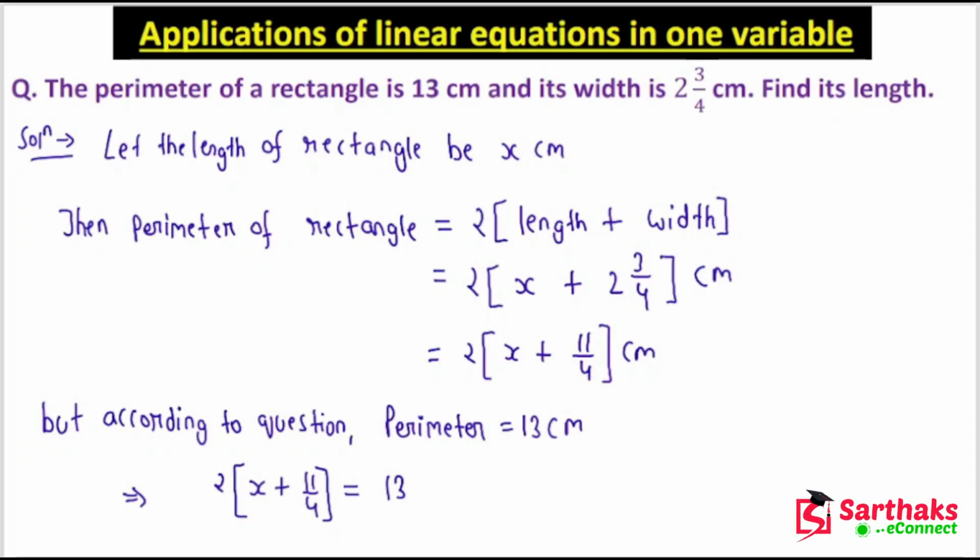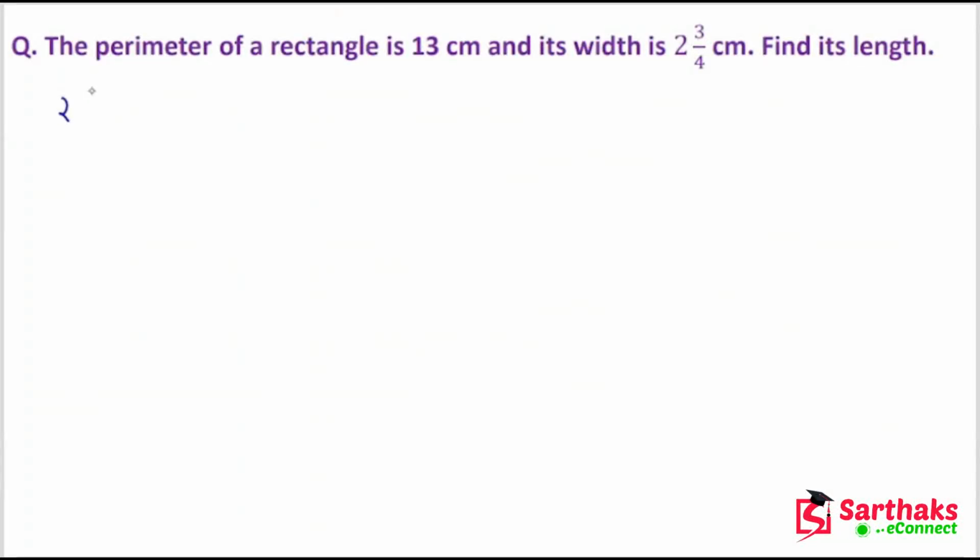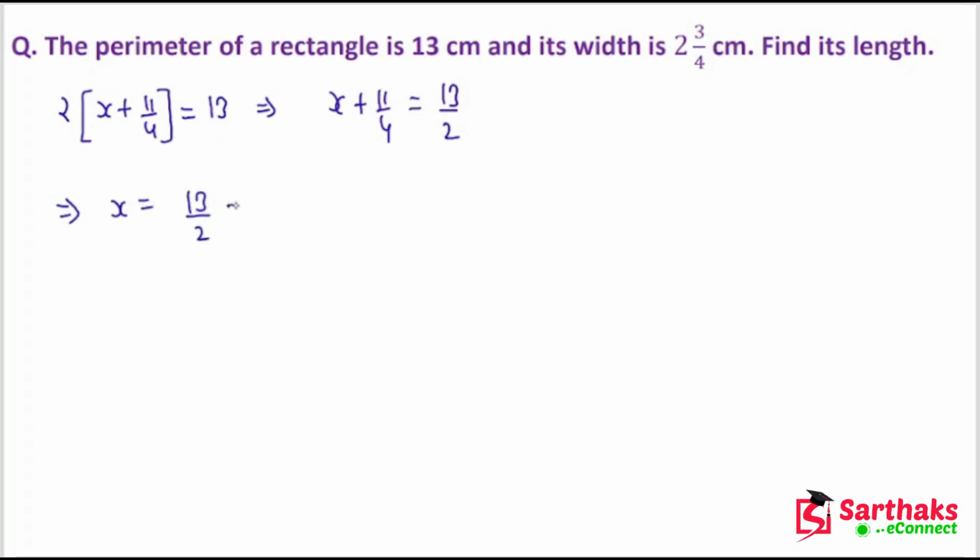So the equation we got is 2 into x plus 11 by 4 is equal to 13, right? We can multiply 2 on both the sides or we can bring 2 to the RHS. Since 2 is multiplying here, dividing both the sides by 2 we will get x plus 11 upon 4. We have divided by 2, so this 2 has been cancelled and here we will get 13 upon 2, right? We can transpose this 11 by 4 to the RHS, so we would get x equals 13 upon 2 minus 11 by 4.